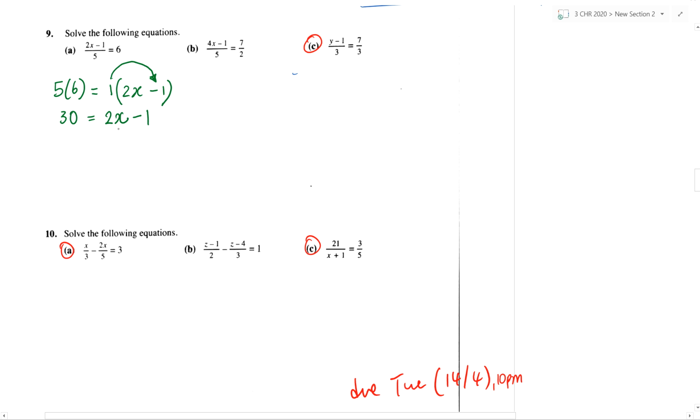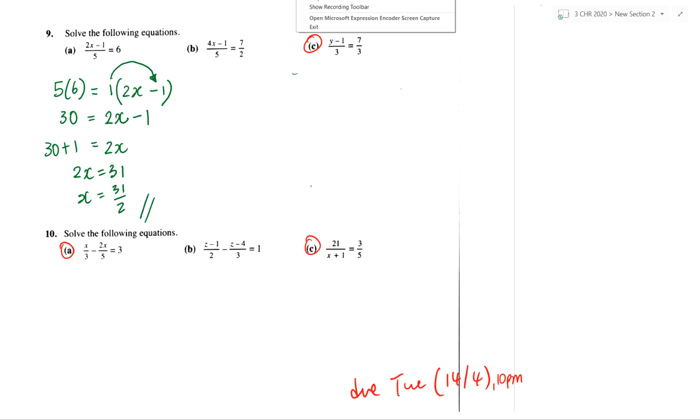Now our job is to find the value of x such that this whole portion is equal to 30. So 2x minus 1 is 30. That tells me that 2x must be equal to 30 plus 1. So what I have done is to add 1 to both sides. So since 2x is equal to 31, x must be equal to 31 over 2. And this is our answer for part A.